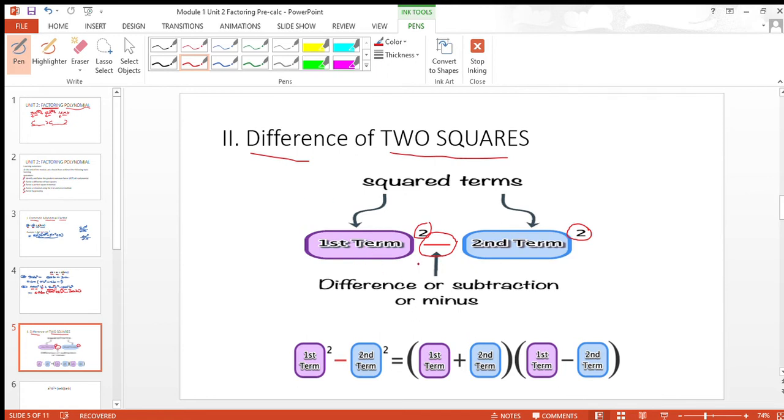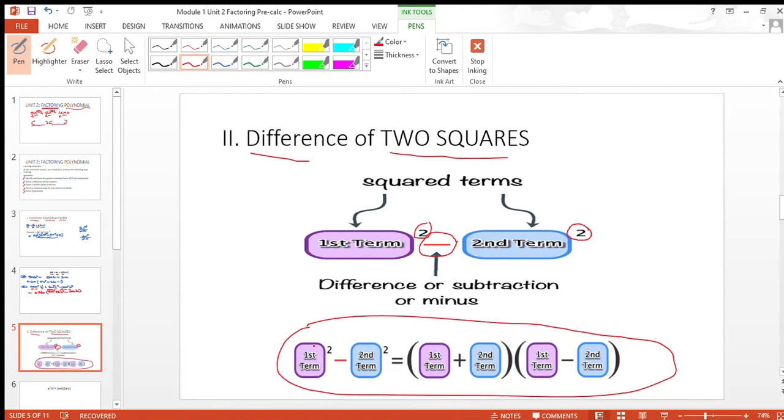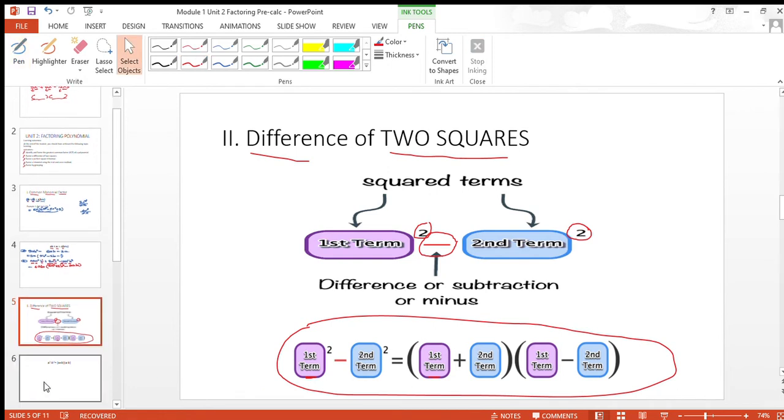So we have the difference of two perfect squares. And this part will now give us the factored form of the difference of two squares. We have the first term squared minus the second term squared. This is just equal to the first term plus the second term multiplied by the first term minus the second term.